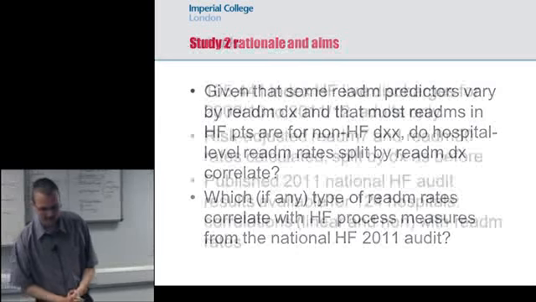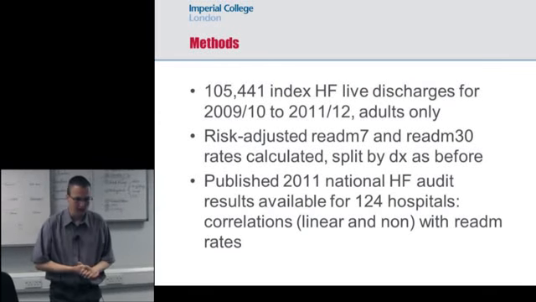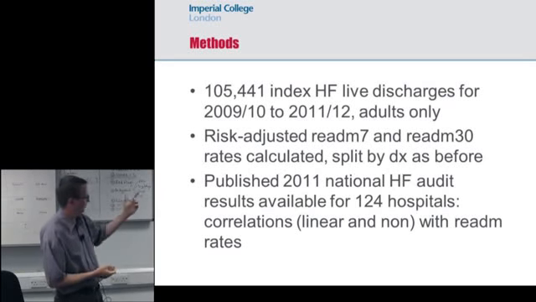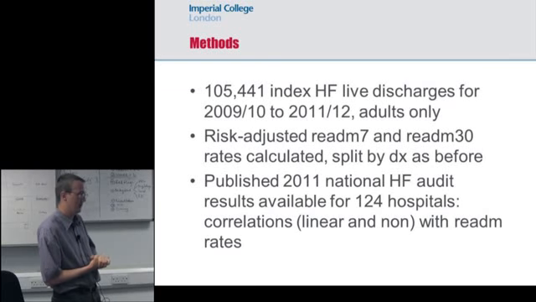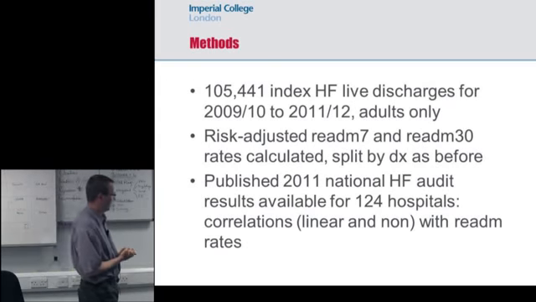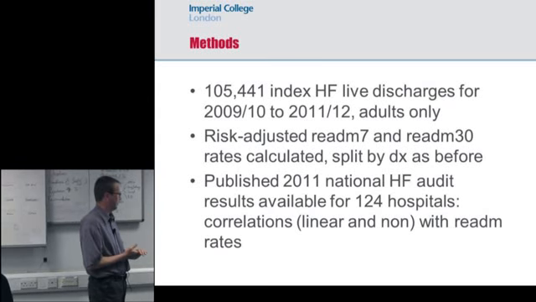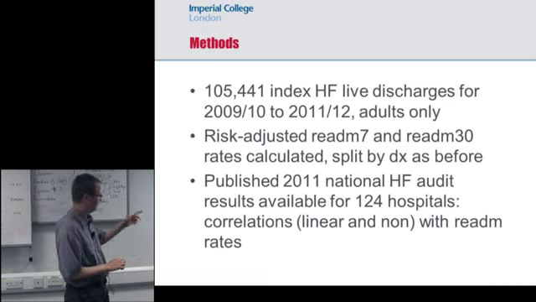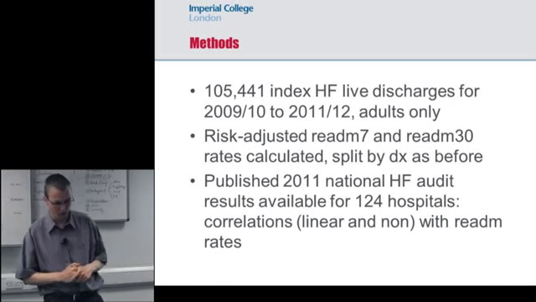So this time we used 3 lots of index years of index admissions. Again, here we just looked at 7 and 30-day rates, split by diagnosis just as before. And we had the 2011 audit results for 124 hospitals, so that's about 3/4, 4/5 of them. And we just looked at some correlations in the usual way.